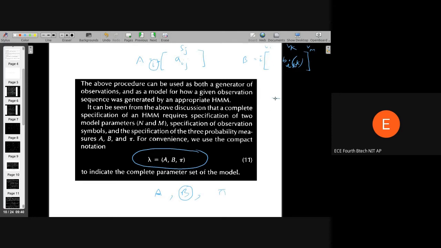And then pi. What is the probability that your first state, Q1, equals Si? There are N states available. Out of those states, your first state is Si. What is that probability? You put it in a vector. That is what pi is. So we'll use the symbol lambda to denote this HMM model. It consists of matrix A, matrix B, and pi. So this is the complete parameter set of the model.